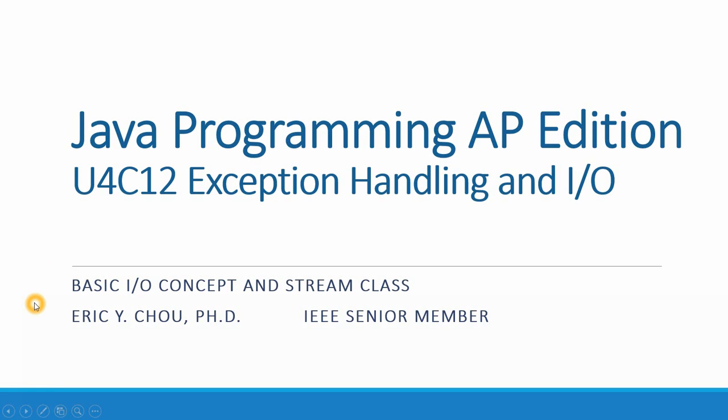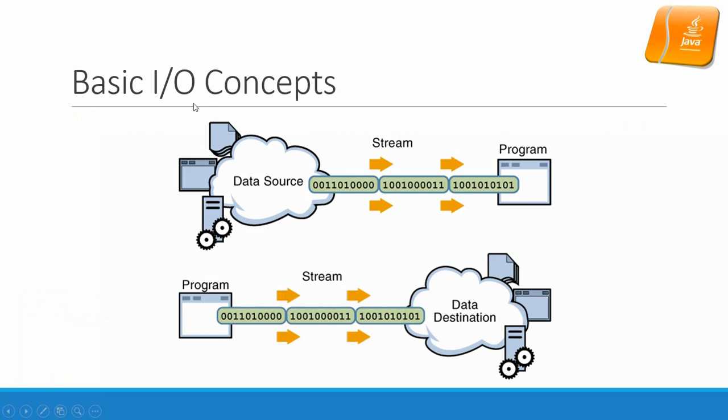In this lecture, I'm going to cover the basic I/O concept and the stream class, including the input stream and output stream. Basic I/O concept. We have a data source, and the program wants to read the data from the data source. We have an input stream, and the data is represented in binary format to be read into the program.